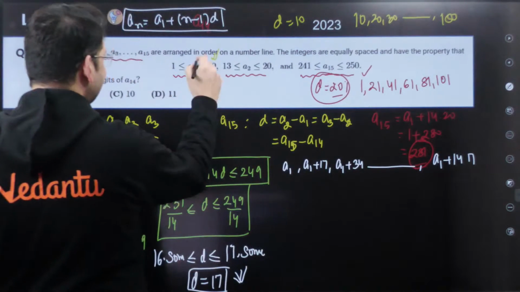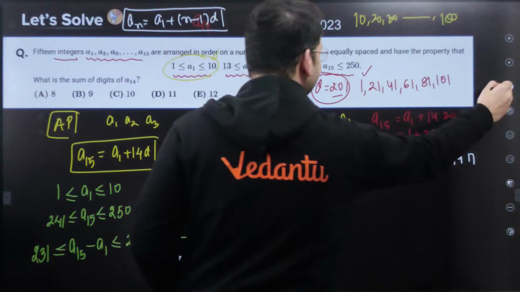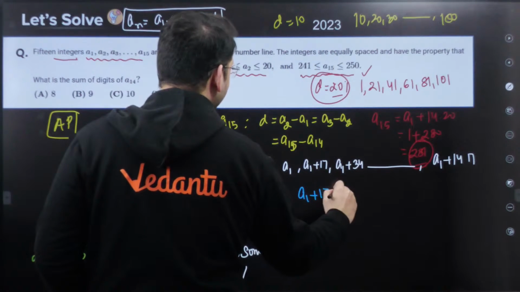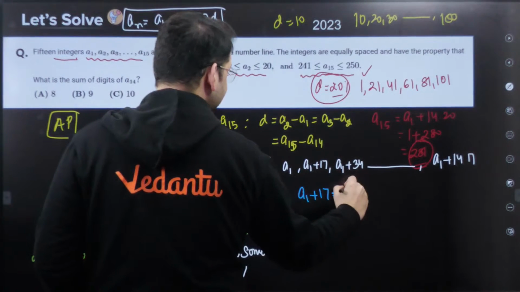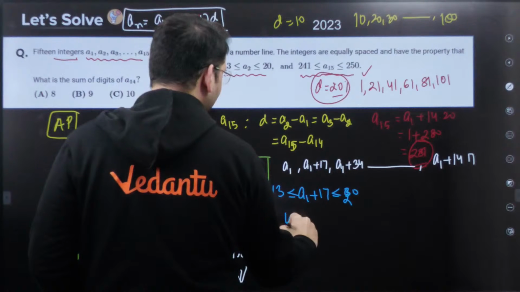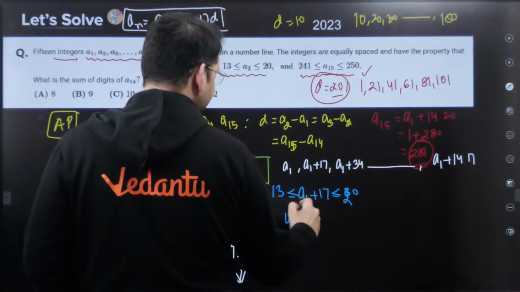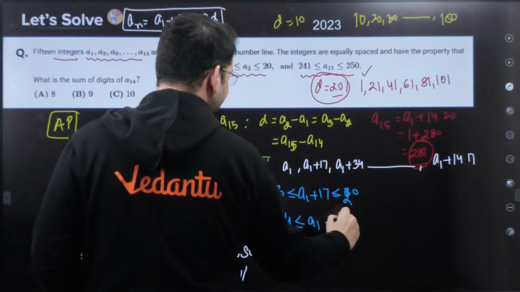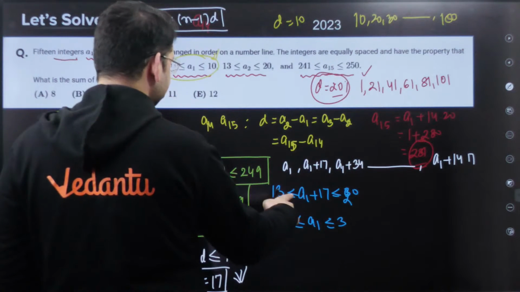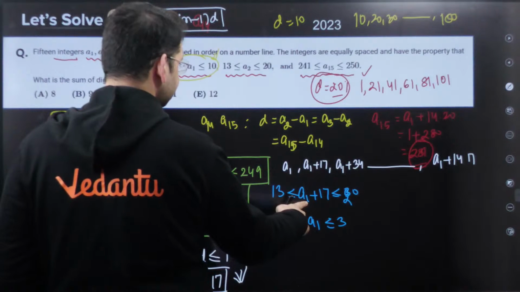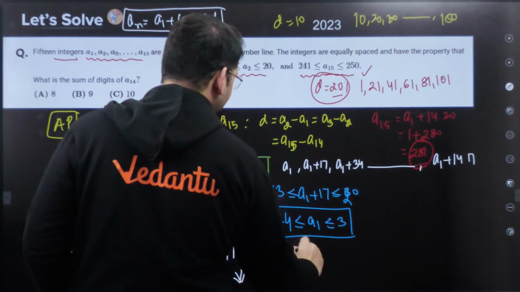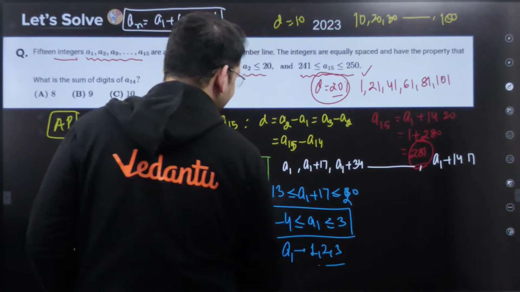So A1 का वैल्यू 1 से 10 के बीच में. This is the first condition. The second condition says A2, that is A1 plus 17, lies between 20 and 13. So that means A1 का वैल्यू -4 से 3 के बीच में होगा. ठीक है. So A1 has to be less than equal to 3. So that means A1 का वैल्यू या तो 1 है या 2 है या 3 है. इन तीनों में से कोई एक वैल्यू है.